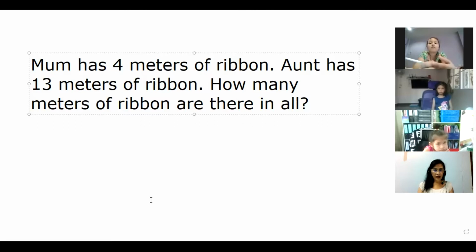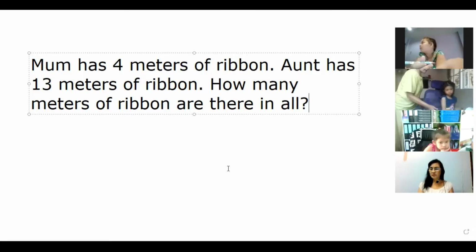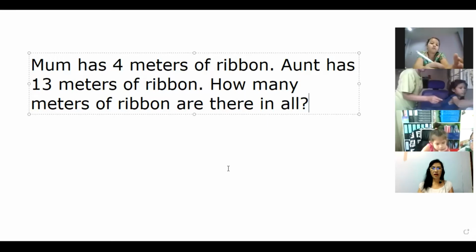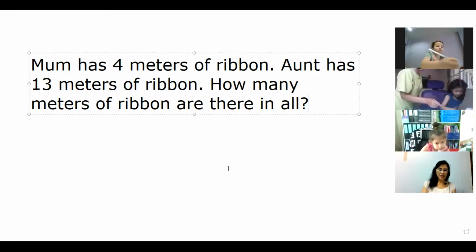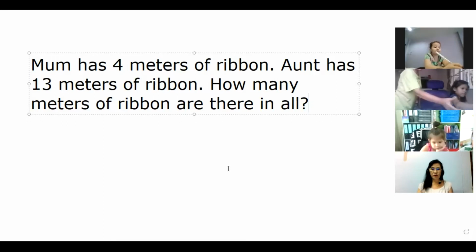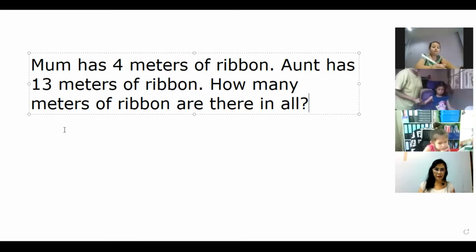Okay. I have here Peace. What are the numbers given? The 4 meters and 13 meters. Okay, 4 meters and 13 meters. Now, step two. Okay, thank you, Peace.